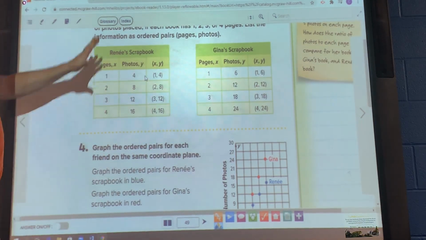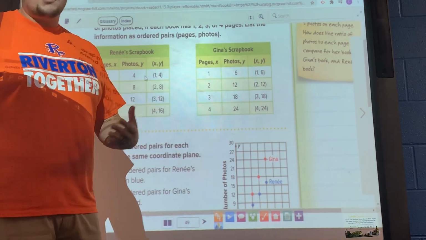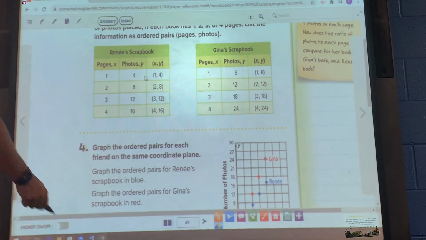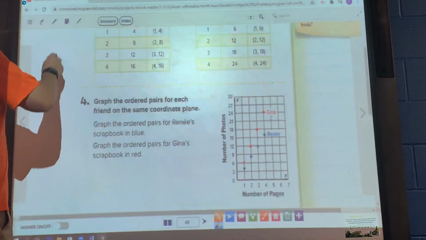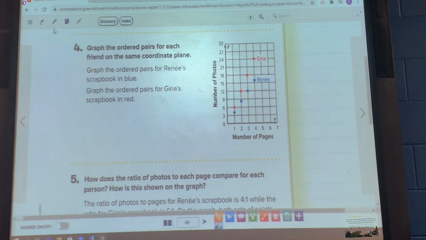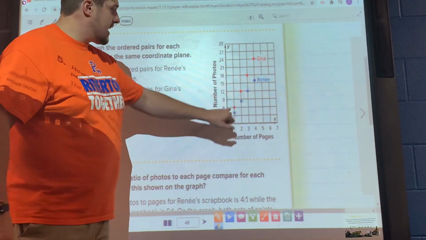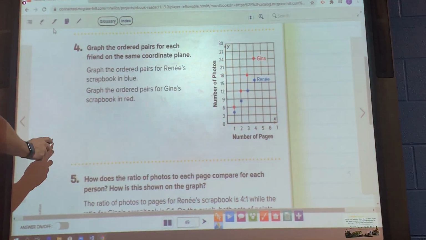Well, now Gina's scrapbook is over here. She's doing 6 photos per page, so that's what hers is going to look like. Once you complete your tables, you can then graph them. You can graph your ordered pairs. If you look, they did Renee with blue and Gina with red. Now that they graphed them, we're going to compare.